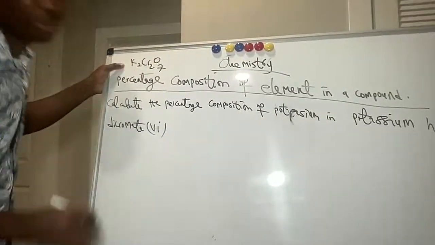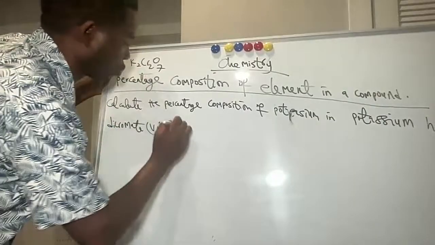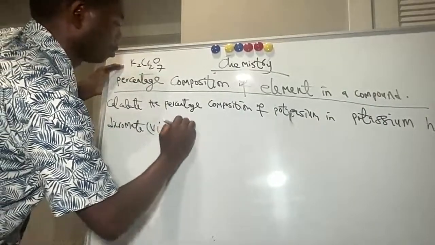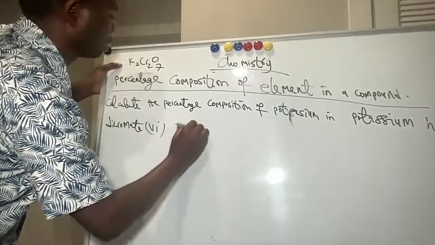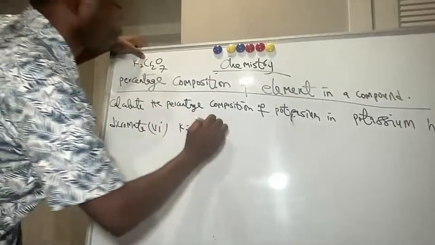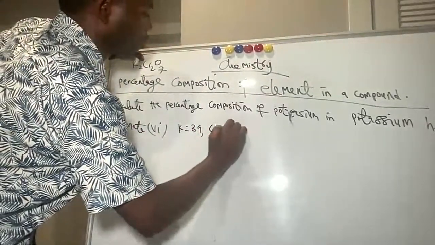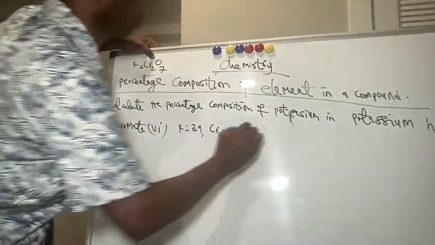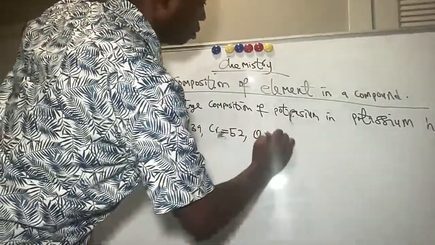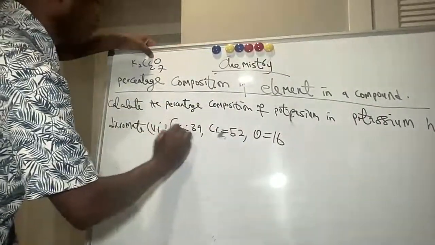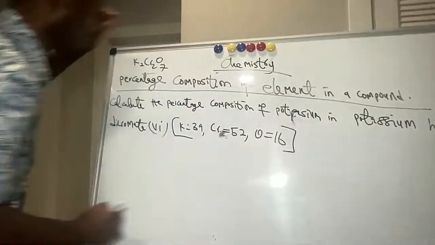Let's look at the individual mass numbers. What is the mass number of potassium? The mass number of potassium is 39. The mass number of chromium is 52. The mass number of oxygen is 16. We need to get this very clear in our mind before we proceed.